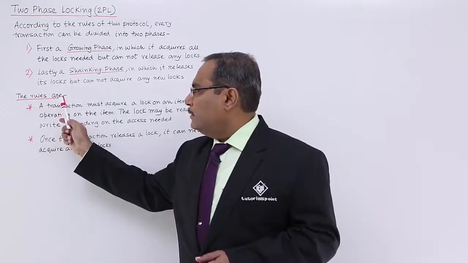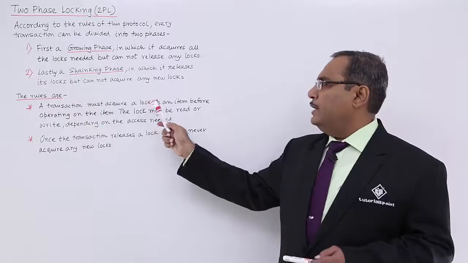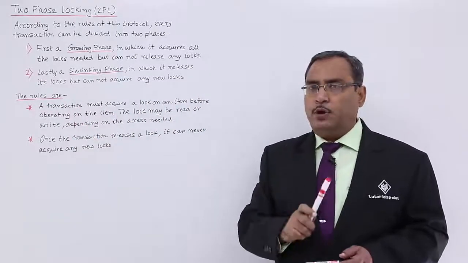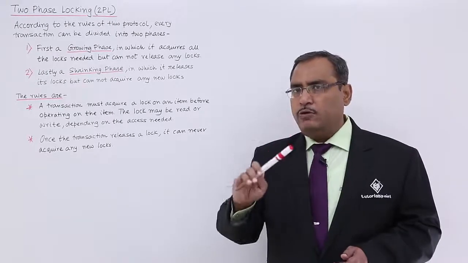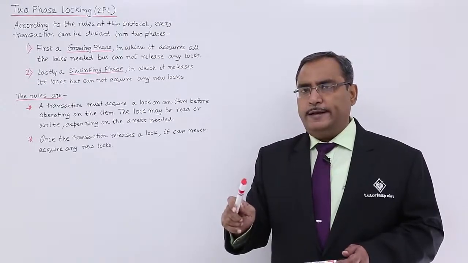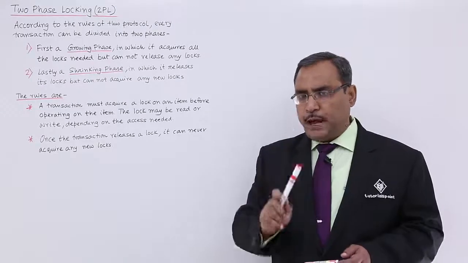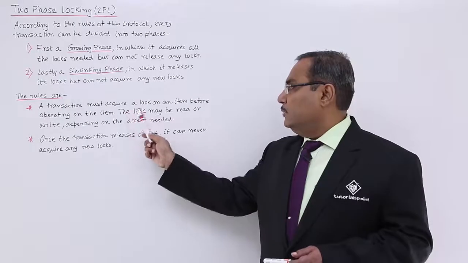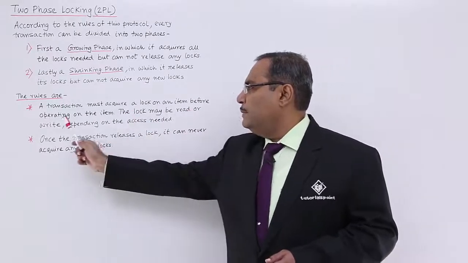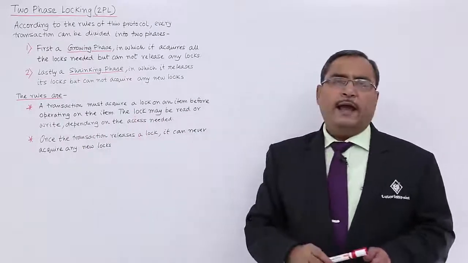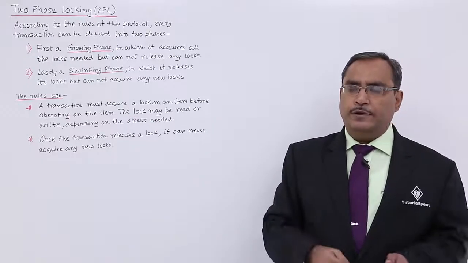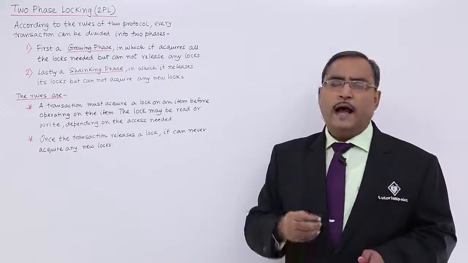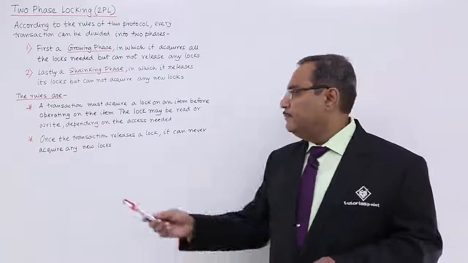The rules are: a transaction must acquire a lock on an item before operating on the item. That is very important. So before doing any read or write operation on a certain data item, at first the transaction should have the necessary lock access over that particular item. The lock may be read or write depending on the access needed. Depending upon read or write, I will go for a read lock or a write lock, that means the shared lock and the exclusive lock respectively.